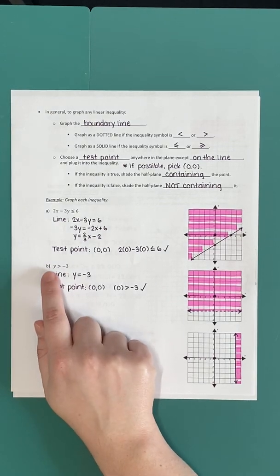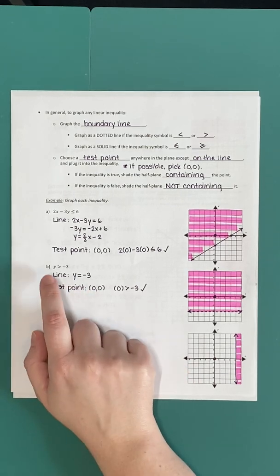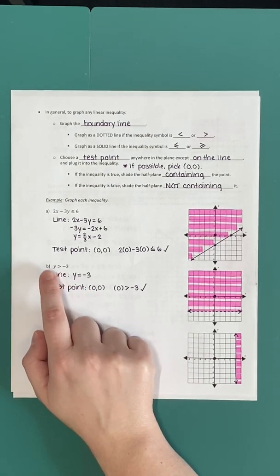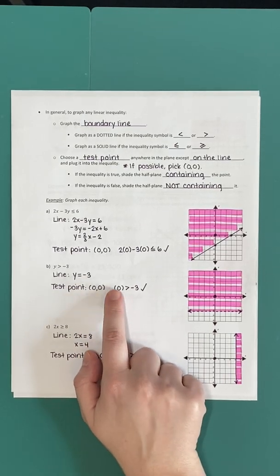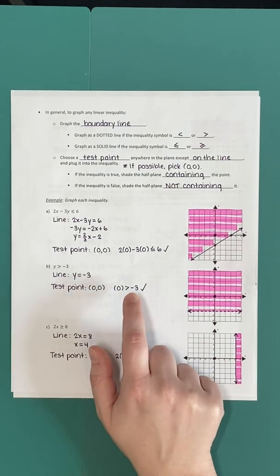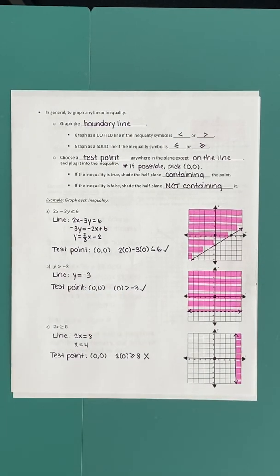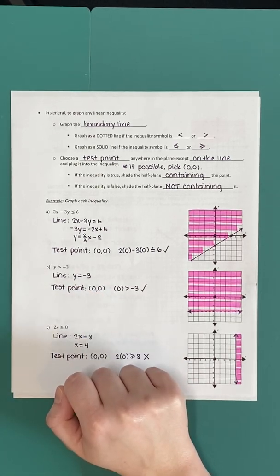Now notice again, my inequality only has a y, so I can't plug in x equals 0. All I can plug in is y is equal to 0. So I'm going to plug in my 0 for y, which gives me the inequality 0 is greater than -3. That is actually a true statement, algebraically speaking, which means that this particular test point is part of my solution.